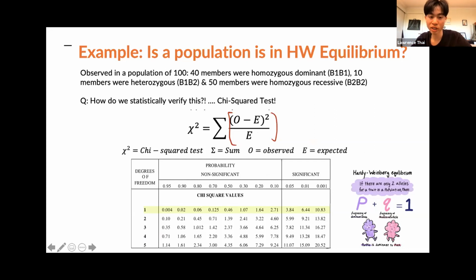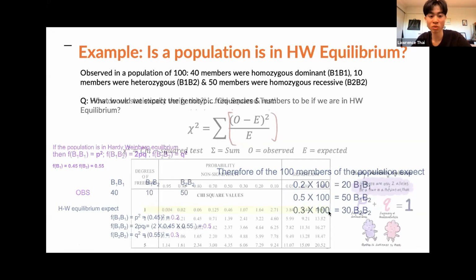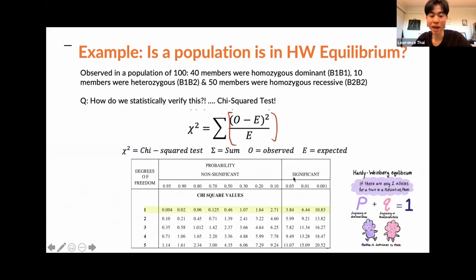With this chi-squared test, I'm not sure if you've covered this, but we would always have something called a null hypothesis. We state an assumption, and we first assume that the population is in Hardy-Weinberg equilibrium. What that means is we assume that the observed numbers fit with the expected numbers, so the differences like 40 and 20, 10 and 50, 50 and 30, the differences that we see here are due to chance, and we're in Hardy-Weinberg equilibrium. So that's what we would say for the null hypothesis. And then we want to statistically verify whether this is true or false, and we use this table.